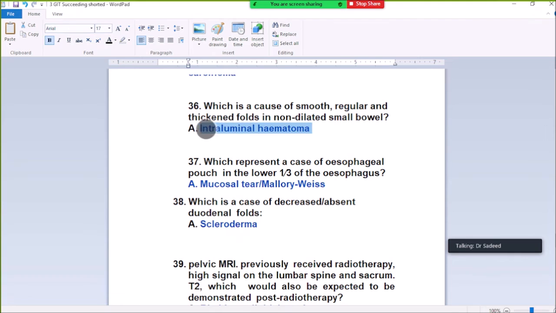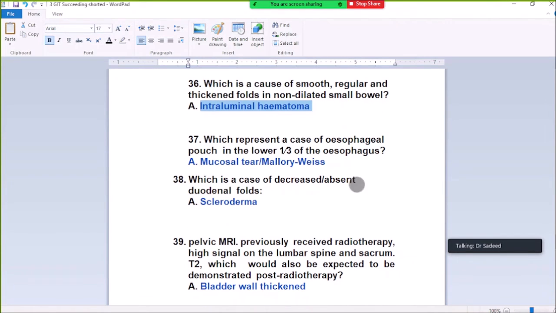It can be caused by intraluminal hematoma. Hematoma inside the lumen of the bowels can cause smooth, regular, and thickened folds. Other options don't make any sense.